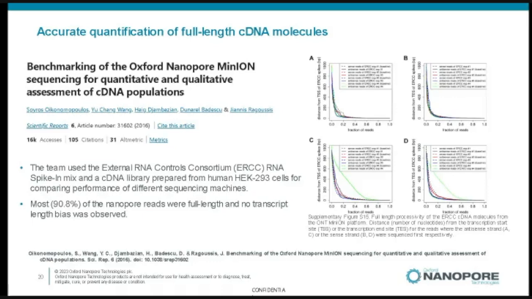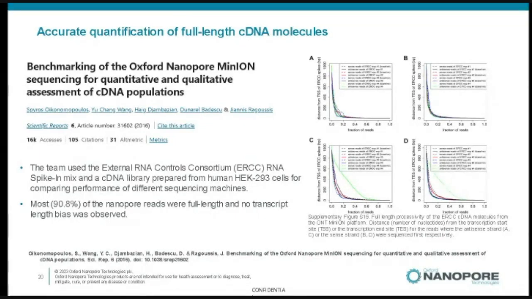Okay. The second case study, by Oikonomopoulos, showcases the power of nanopore to perform full-length transcript sequencing. The team used the External RNA Controls Consortium, or ERCC, RNA spike-ins, and then generated a cDNA library from human HEK cells. Comparing the performance of different sequencing machines, the results show that 90.8% of nanopore reads were full-length transcripts.